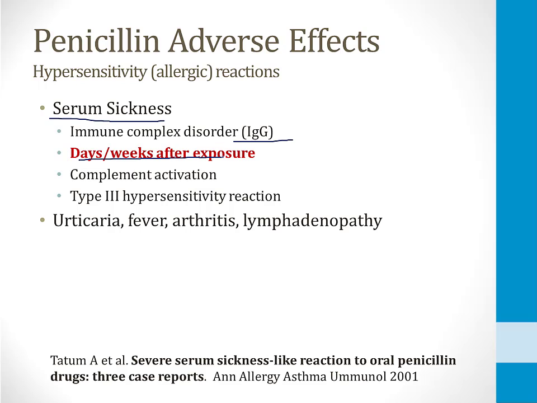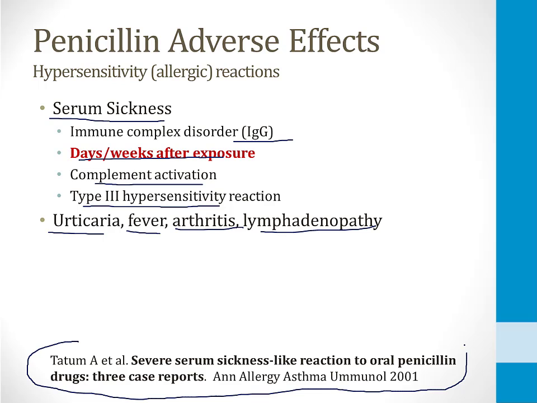Antibody-antigen complexes made up of IgG antibodies and penicillin molecules will deposit in tissues. This will lead to complement activation. This is an example of a type 3 hypersensitivity reaction. So these circulating antibodies will deposit in lots of different tissues and cause diffuse symptoms. Urticaria can be seen, also fever, also arthritis, also lymphadenopathy. And I've listed a review article at the bottom of the screen if you want to read more about serum sickness in the setting of penicillin.